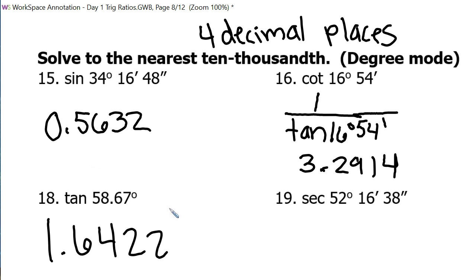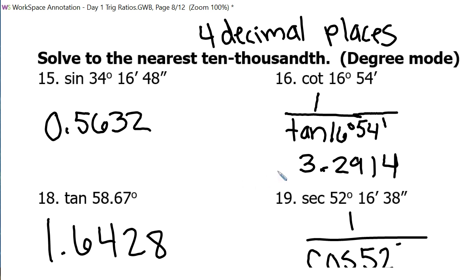Now for number 19, do we have a secant button on the calculator? No, so we'll have to do a reciprocal. So secant is the reciprocal for which one? Cosine. So in the calculator, you'll have to do 1 divided by cosine of 52 degrees, 16 minutes, and 38 seconds. 1.6344. I agree, 1.6344.